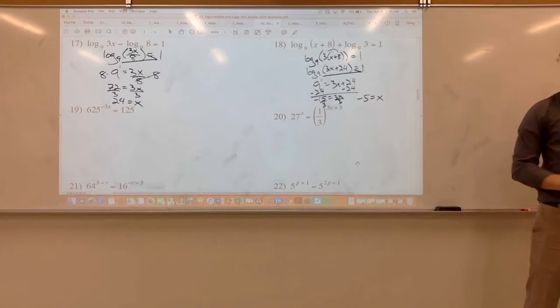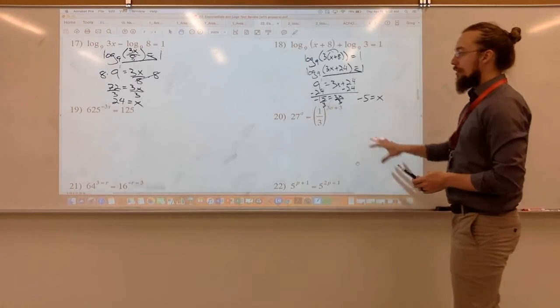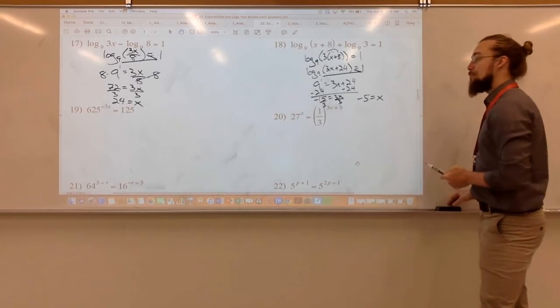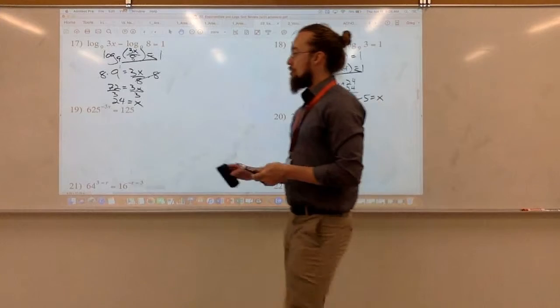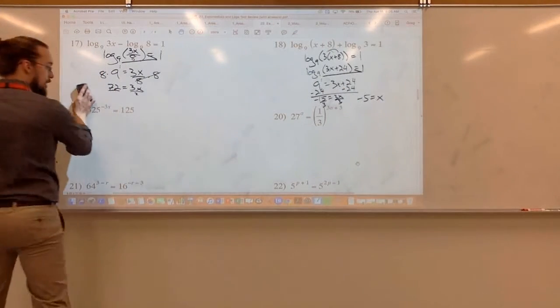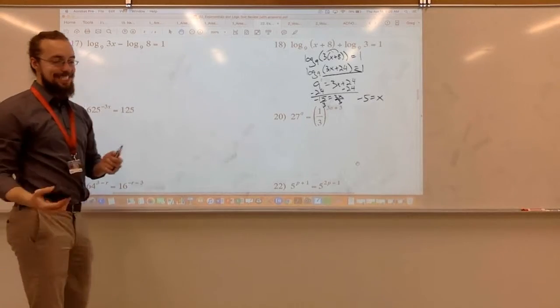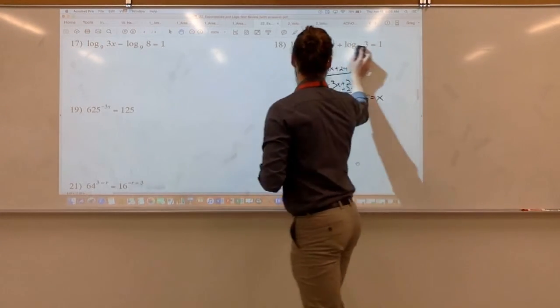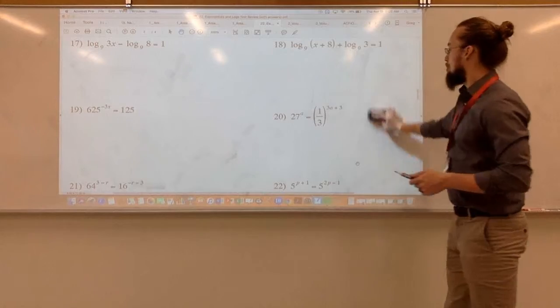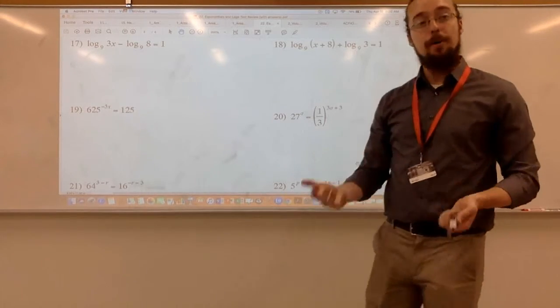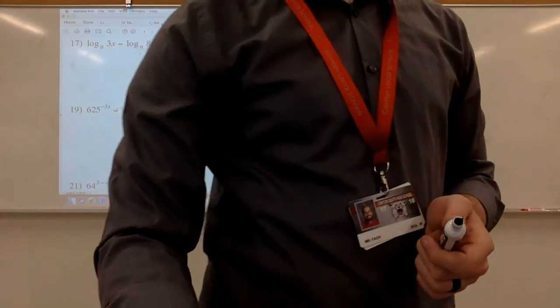Any questions on solving log equations? All right, then the rest of the paper is solving exponential equations. So 19 through 22 are the first type that we looked at, where we can rewrite both sides of the equation with the same base in order to solve.